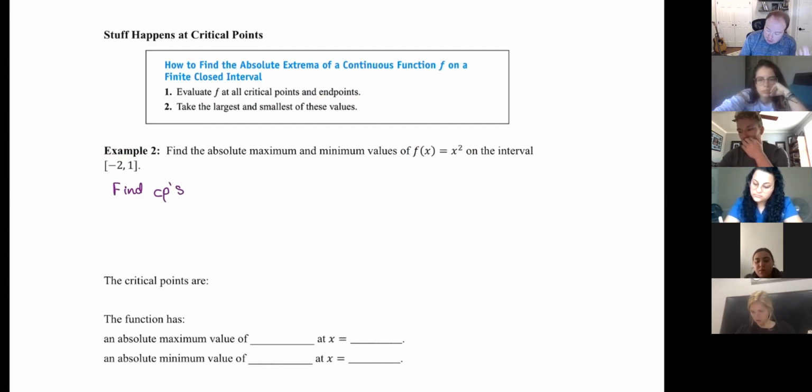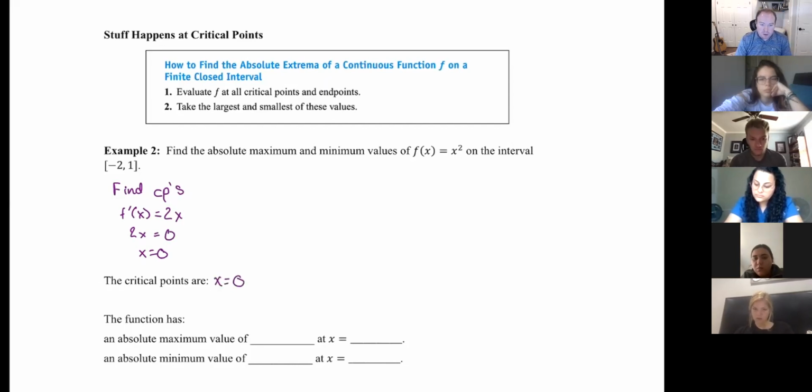Step one is calculus. Take the derivative. So we'd have f prime of x equal to 2x. Now what we'll need to do is take that, set that equal to 0, solve. You get x equals 0. This right here, my critical point is x equals 0. That was part of part one. Evaluate f at all critical points and endpoints.